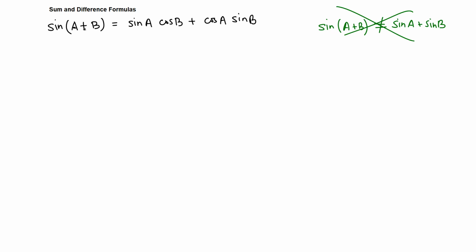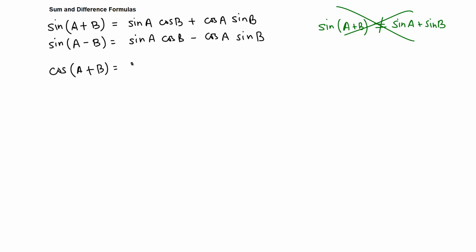And if we have a negative sign there, sine A minus B is just negative in the middle: sine A cosine B minus cosine A sine B. In the same way, cosine of A plus B is now cosine A cosine B minus, notice this is a plus but this is minus, sine A sine B. For the proof, see the textbook again.